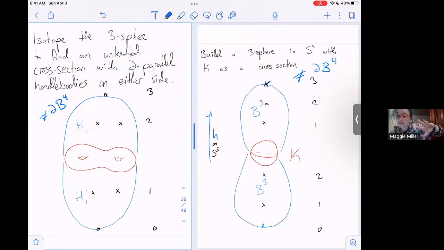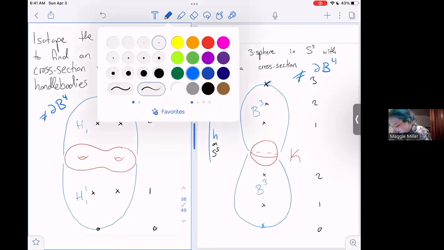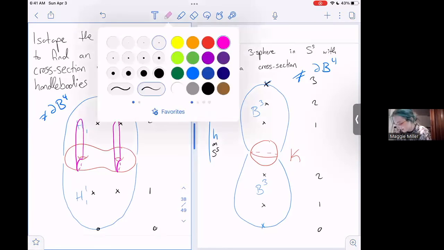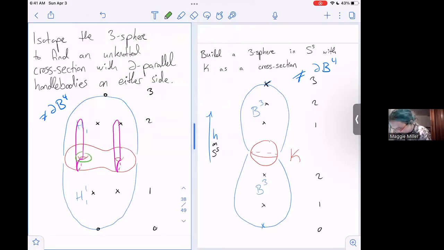And those two handle bodies are boundary parallel. So even though I'm drawing them in 5 dimensions, I could isotope them to lie really in S4. Okay, so these are not the handle bodies from the example because they glue to S3. So they're definitely not homeomorphic rel boundary. This is like a Heegaard splitting of S3. So it's more like I have some disks into this handle body and some disks into this handle body.